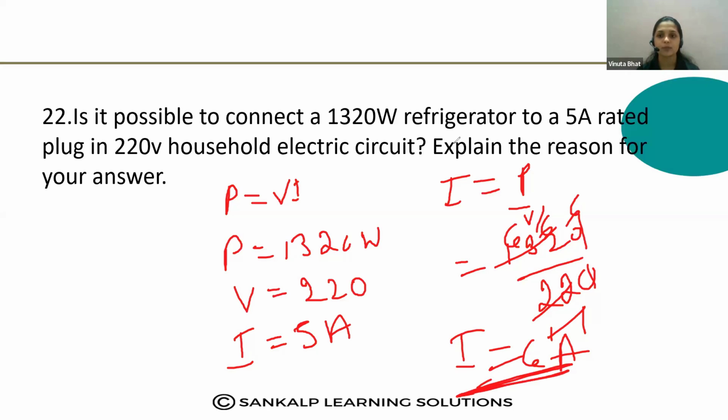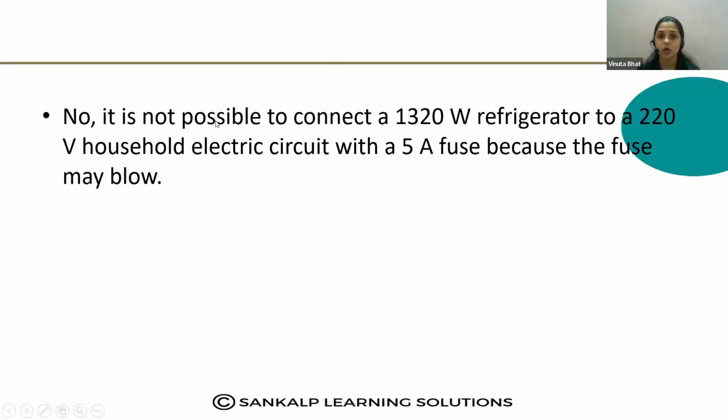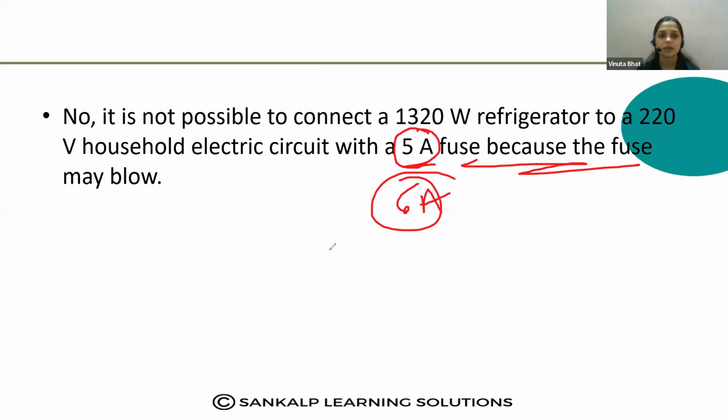So it is not possible because a 5 ampere rated plug is used, but the current drawn is 6 ampere. So it is not possible to connect the 1320 watt refrigerator to the 220 volt household electric circuit with a 5 ampere fuse, because it needs 6 ampere. With a 5 ampere fuse, it will not work. So it is not able to connect. That is the correct answer.